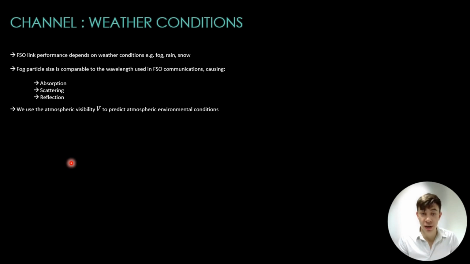To quantify these effects, we rely on a key atmospheric metric, visibility. This is the distance a light beam can travel before its intensity drops to 2% of its original value due to atmospheric conditions.